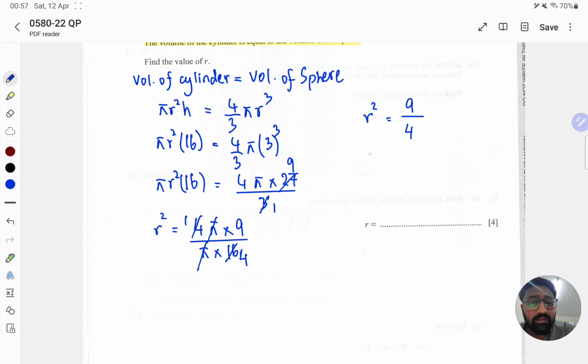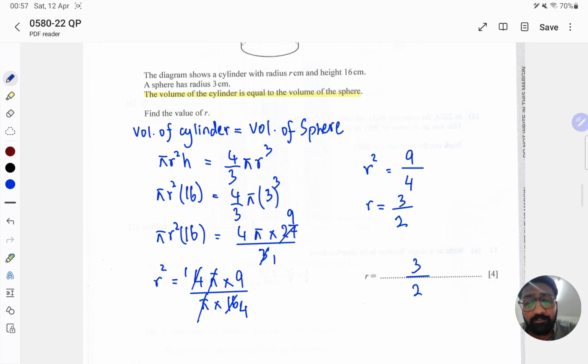Now it's very easy, all of you are aware of it. I'll take square root on both sides. So if I take square root of 9, that is 3, and if I take square root of 4, that is 2. So 3 by 2 is the radius of the cylinder.